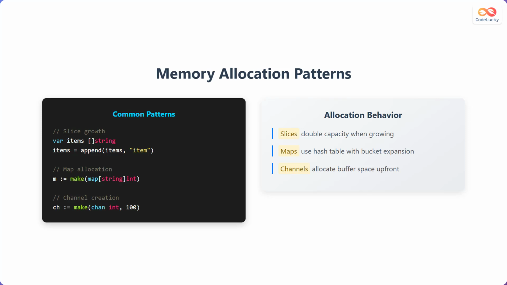Let's examine common memory allocation patterns in Go. Slices grow dynamically. Maps allocate memory for key-value pairs, and channels create buffers for communication between Go routines. Slices typically double their capacity when growing. Maps use hash tables that expand as needed. Channels allocate buffer space up front based on their defined capacity. Here's some code. The slice growth can be seen with the append function. The map allocation can be seen with the make function. The channel creation can be seen with the make function with the chan keyword.